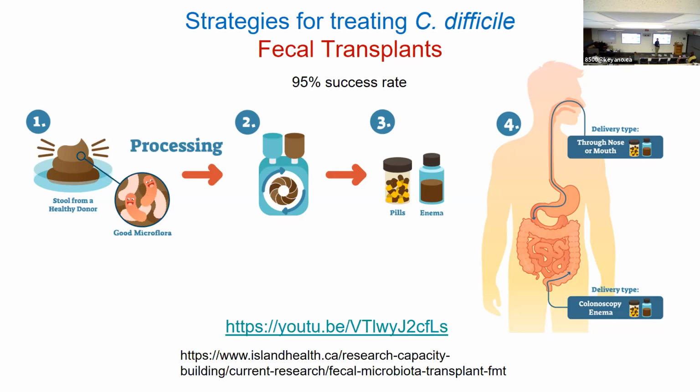So for C. diff, 95% success rate. How many things are 95%? This is amazing. It took a long time to get going because who wants to research this? This is not a pharmaceutical company thing. They're not going to make any money harvesting poo from your relatives, right? So there was little interest to study it. But that 95% success rate was the big area where people were like, hey, we should look into this.